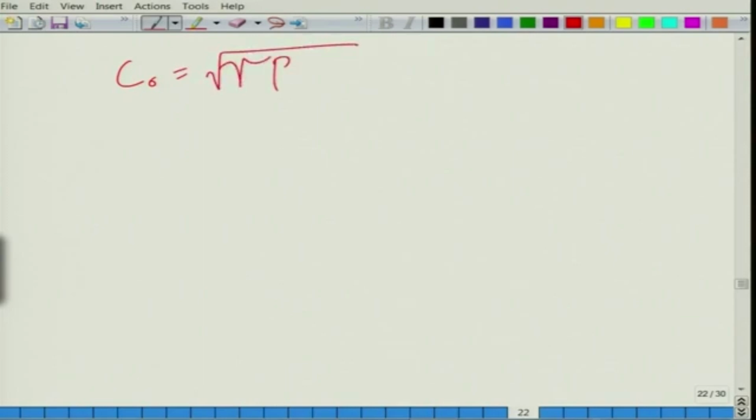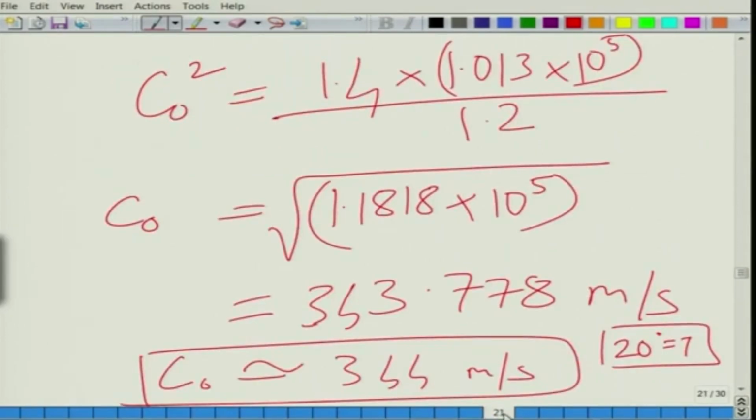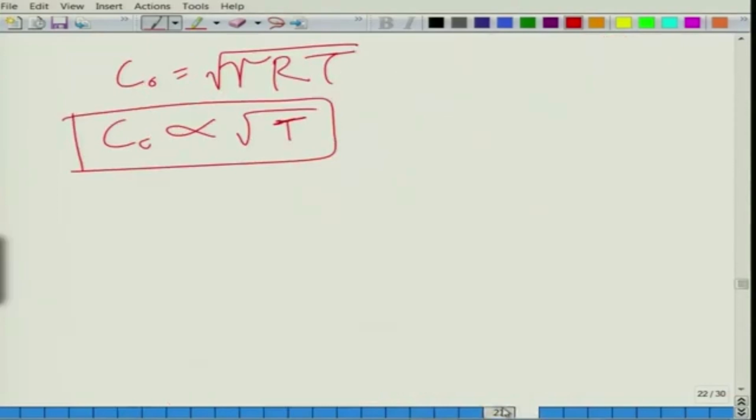C naught equals the square root of gamma R T, where T is the temperature in absolute value. So, clearly C naught is proportional to the square root of the absolute temperature. For colder regions or where the temperature is dropped, sound speed will propagate at a slower rate as compared to the cases where temperature is high. So, the value that you saw here, 344 meter per second, was at 20 degrees based on the 1.29 thing. Similarly, when you have a colder thing, the density of the air is a bit higher, and then you will have typically a lower value of sound speed.